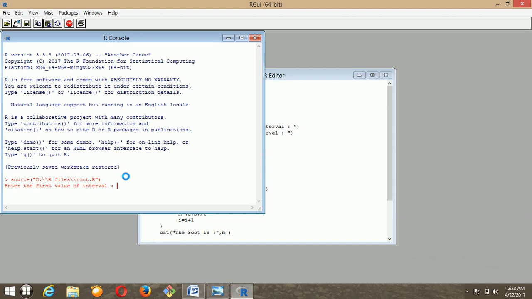I am giving the first value as 2 and the endpoint of the interval as 3. The root is 2.70652 and the iteration number is 15. It means the root is lying between the points 2 and 3.